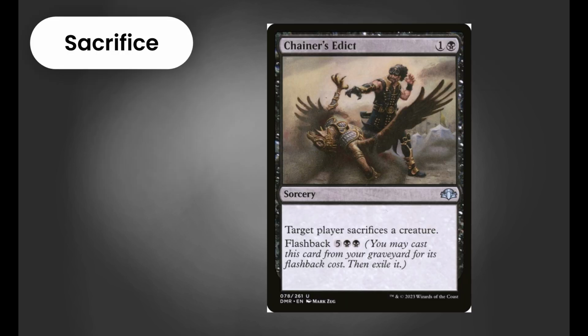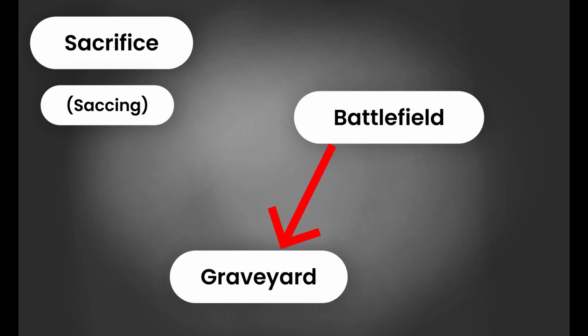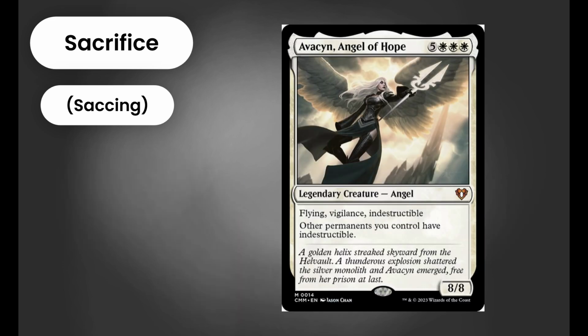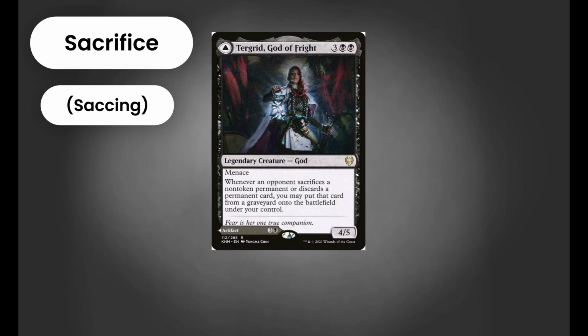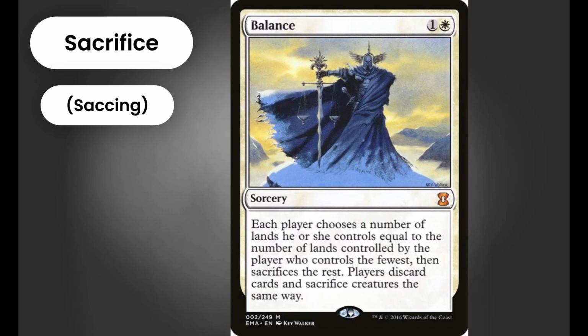Sacrifice, or as players more often shorten it to, sacking, means to take a permanent you control and put it into the graveyard. If it is a creature, this counts as dying but not being destroyed. This allows it to get around certain abilities that protect a permanent from being destroyed. Some decks want to make other people sacrifice things, while some decks want to sacrifice their own things. Another important note is that in just about every case, the player being targeted gets to choose what they sacrifice, not necessarily the player causing them to sacrifice.